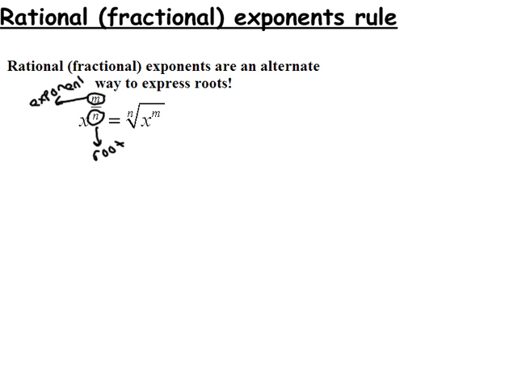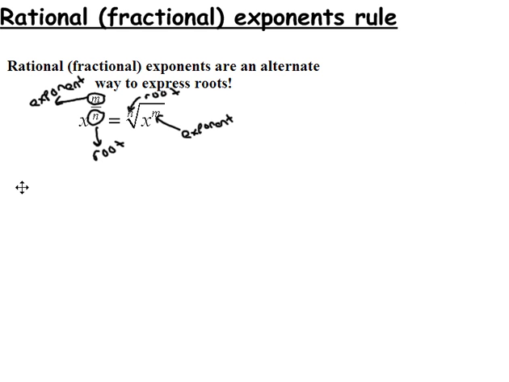So I'm going to say that again. The rule says that the denominator becomes the root, right? So that's the root. And the numerator becomes the exponent of the radicand. That's another word for what's under the radical. So that's the exponent of what's under the radical, which is x.